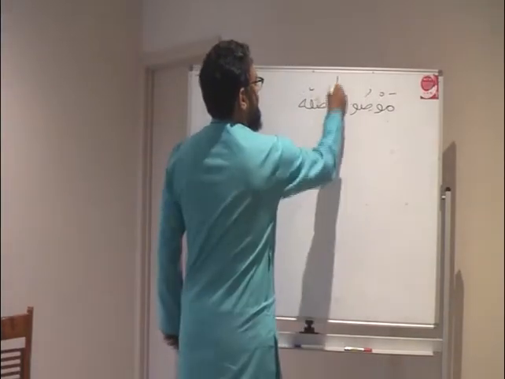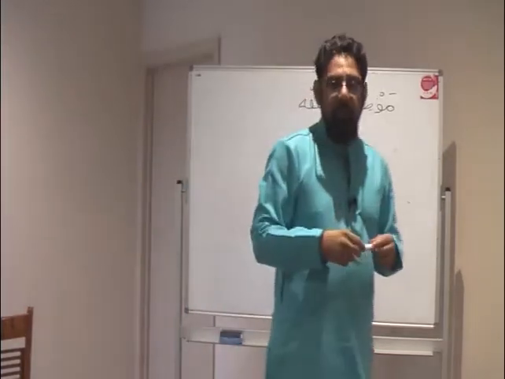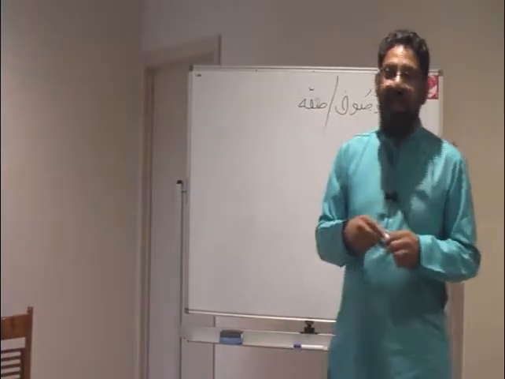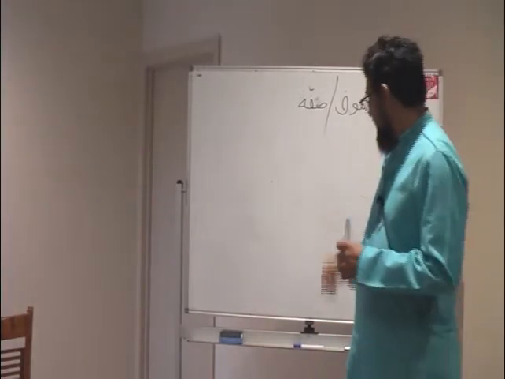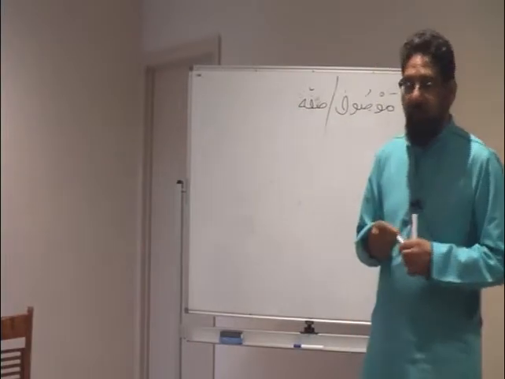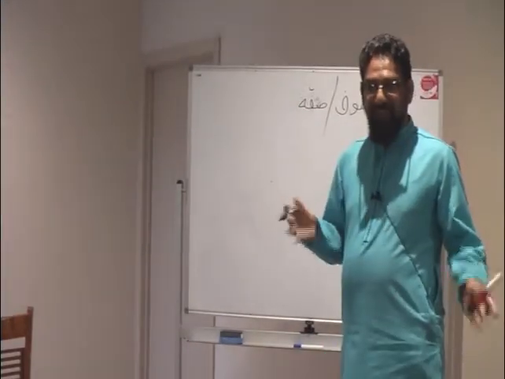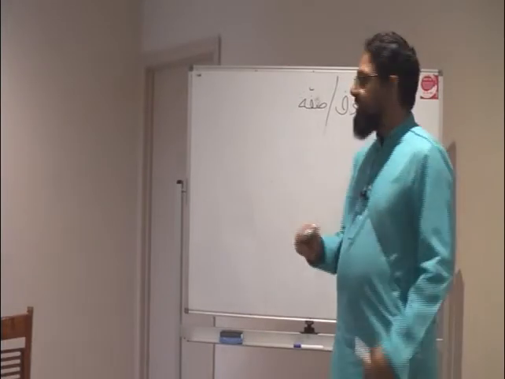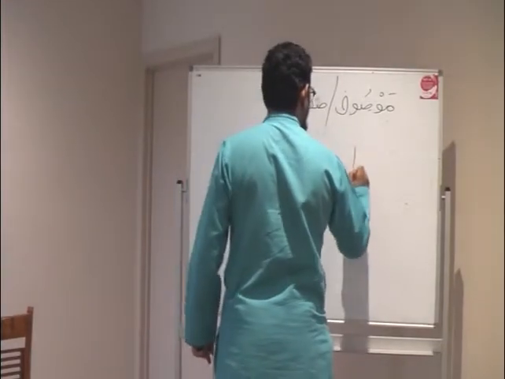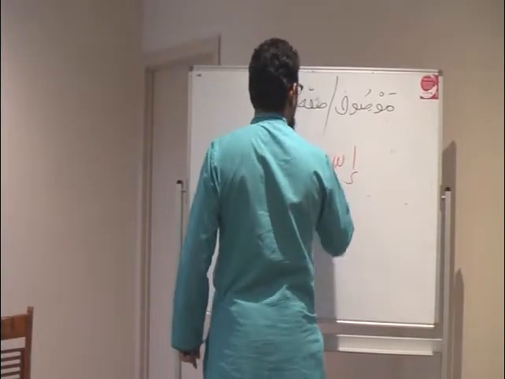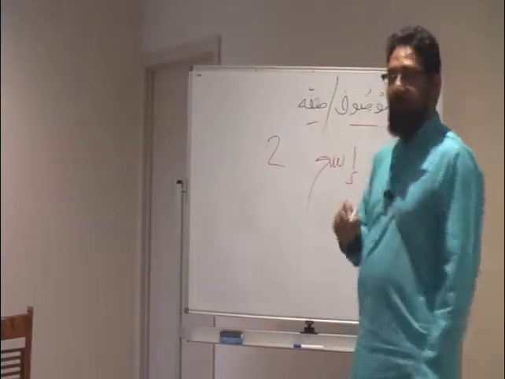Mawsoof and sifa. Now, the mawsoof and sifa is really the noun and the adjective in English terms. The important thing that you have to understand with mawsoof and sifa is that in the Arabic language, they're both isms, because a noun and an adjective are both isms. So it's a connection of two isms together. So that's the first thing. Two isms coming together, next to each other.